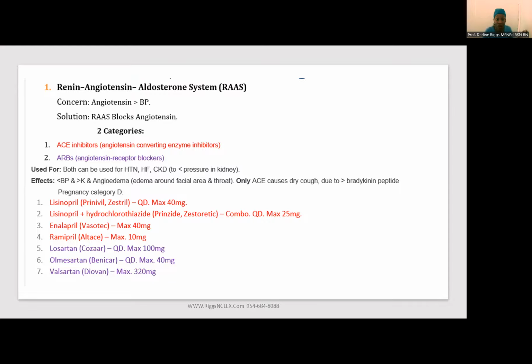And the RAS family, they hold on to potassium. They cause an increase in hyperkalemia. And a little something we call angioedema. Now you see edema, so you know there's swelling. Where is it happening? Around the face and the throat. They look like the raccoons. I don't know if you've seen those pictures. Edema around facial area and throat.